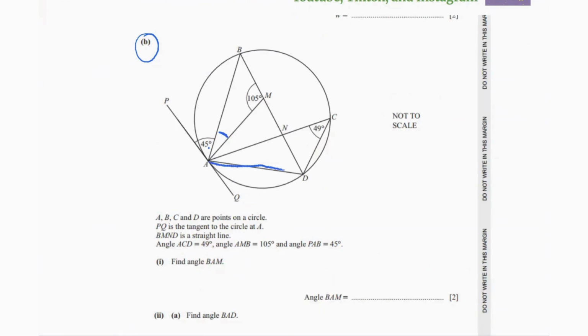So we know angles in the same segment are equal. So if this is 49, this is also going to be 49. So we have two angles. We can find the third one using the sum of angles in a triangle. That gives us 26 degrees. That's BAM. And find angle BAD. BAD, all of this. So we have this as 26.